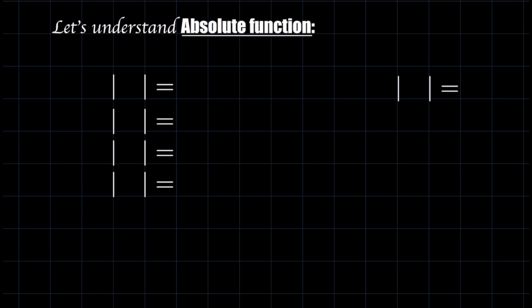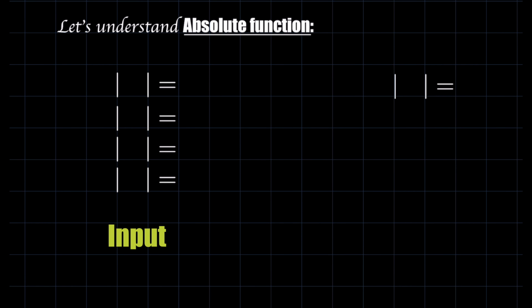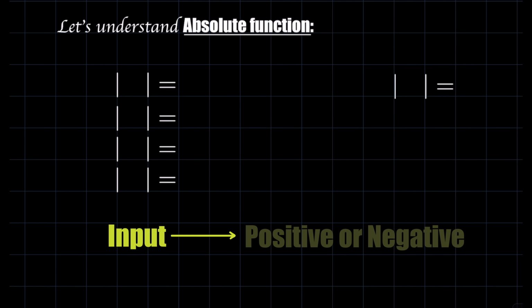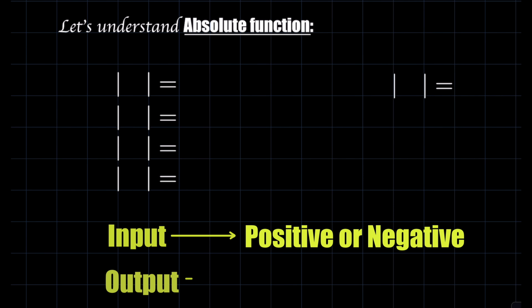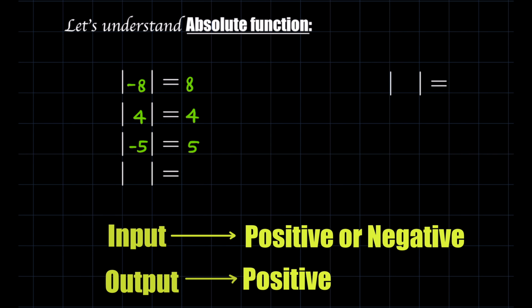First of all, this is the way of writing the absolute function. Now, it does not matter what number you input inside this function, whether positive or negative, but it always gives you a positive output. Let's see. Input minus 8, we will get 8 as output. Input 4, get 4 as output. Input minus 5, 5 as output. Input 7, 7 as output.